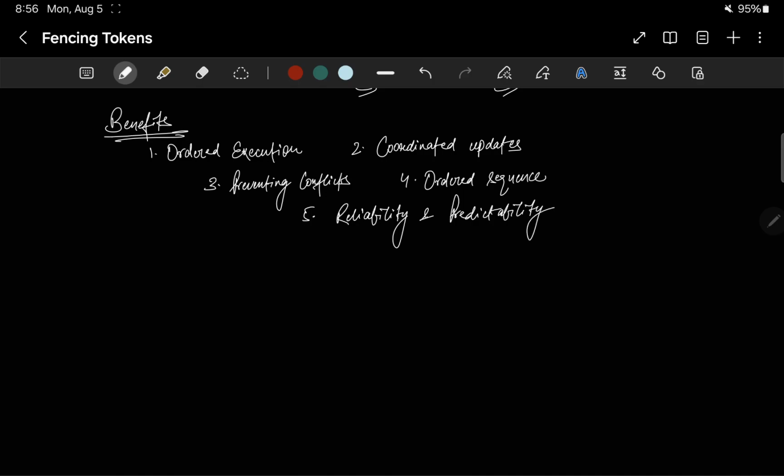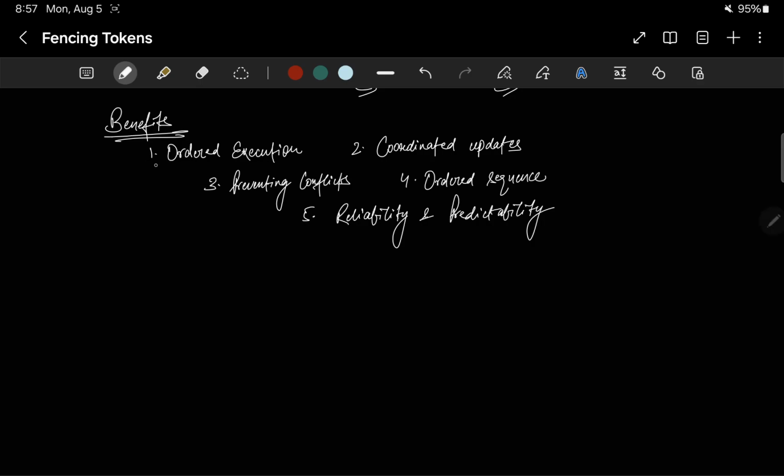Fencing tokens contribute to the overall stability of distributed systems by enhancing reliability and predictability. Reduced downtime and a more dependable system operation result from the prevention of conflicts and the establishment of a clear order of operations. So I believe now all the benefits of fencing tokens are clear.